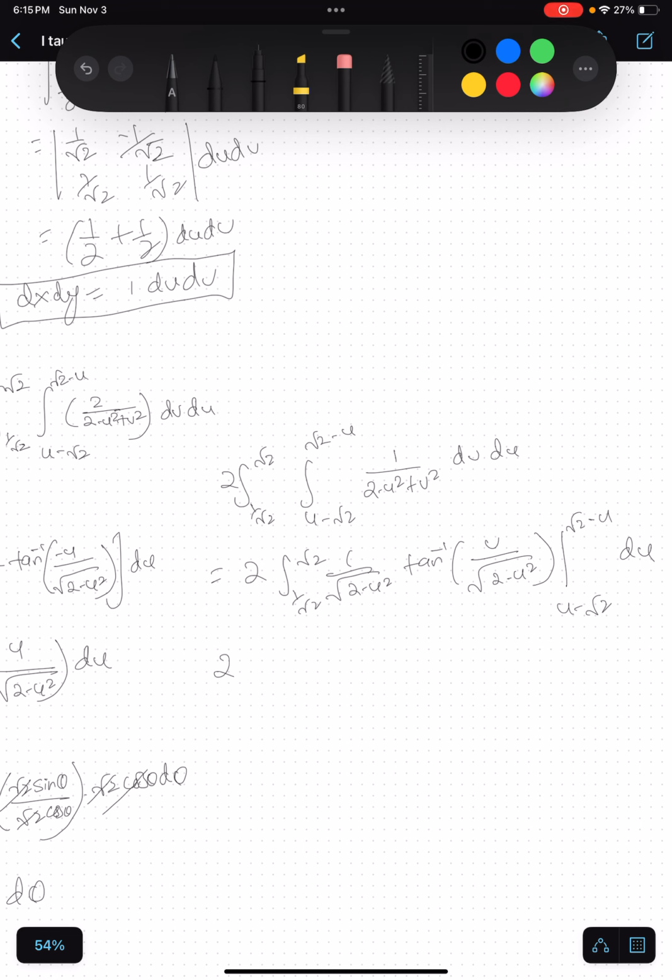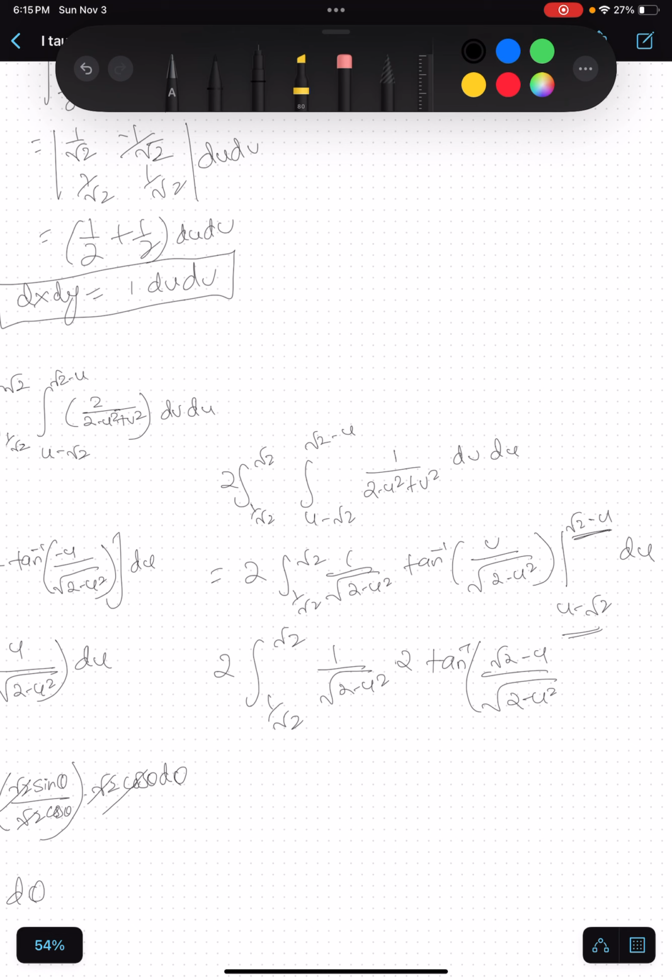Just continue with the same approach, and if you use the fact that tan is odd, because this is just the opposite of this function, it will just be 2 times tan inverse of root 2 minus u by root under 2 minus u square. You will get this thing. You can check it yourself.